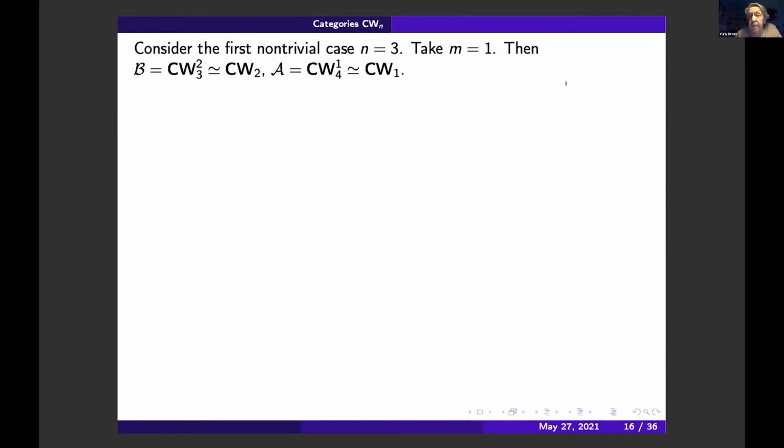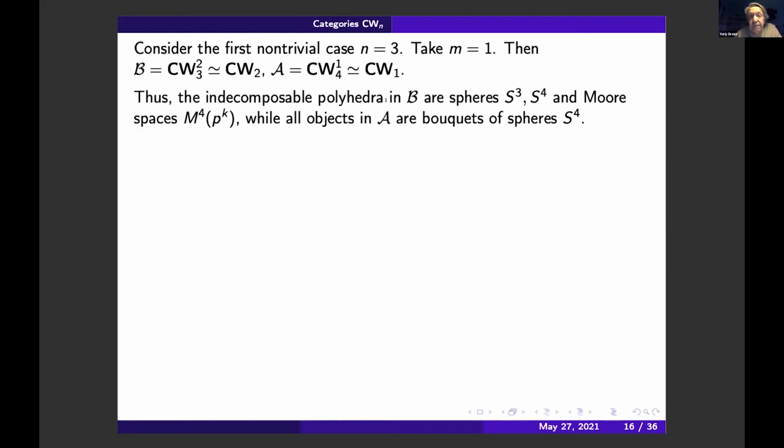First, consider the first non-trivial case, n equals 3. Can we take m equal 1? Then B, what is B? B is starting from 3 and has 2 levels, so it is isomorphic to CW2. And A starts from 4 and has only 1 level, so it just consists of spheres. So the indecomposable polyhedra B are spheres and Moore spaces, and all objects of A are bouquets of spheres.